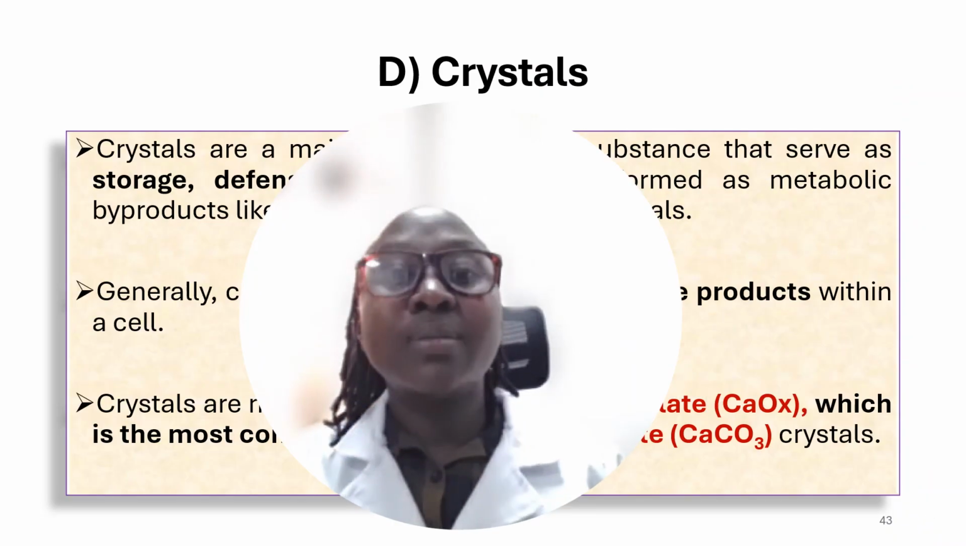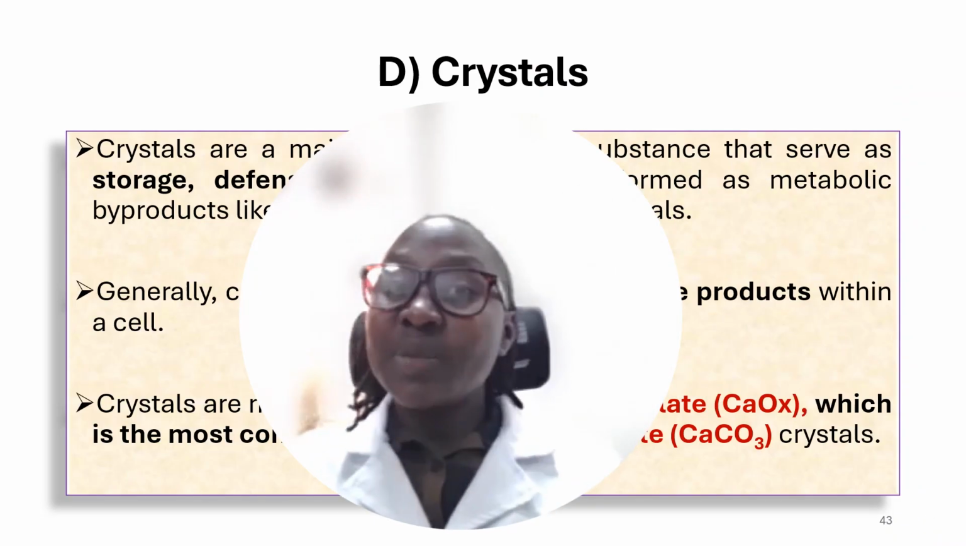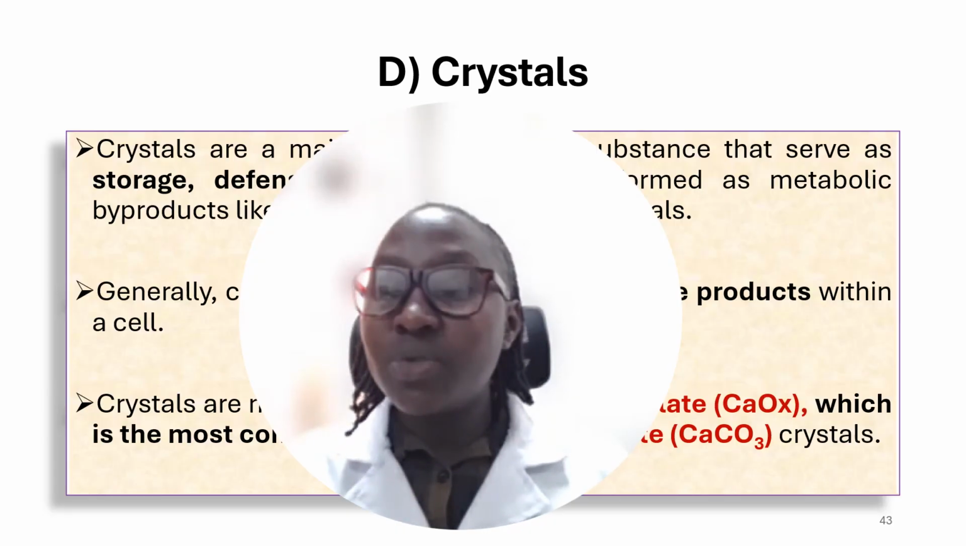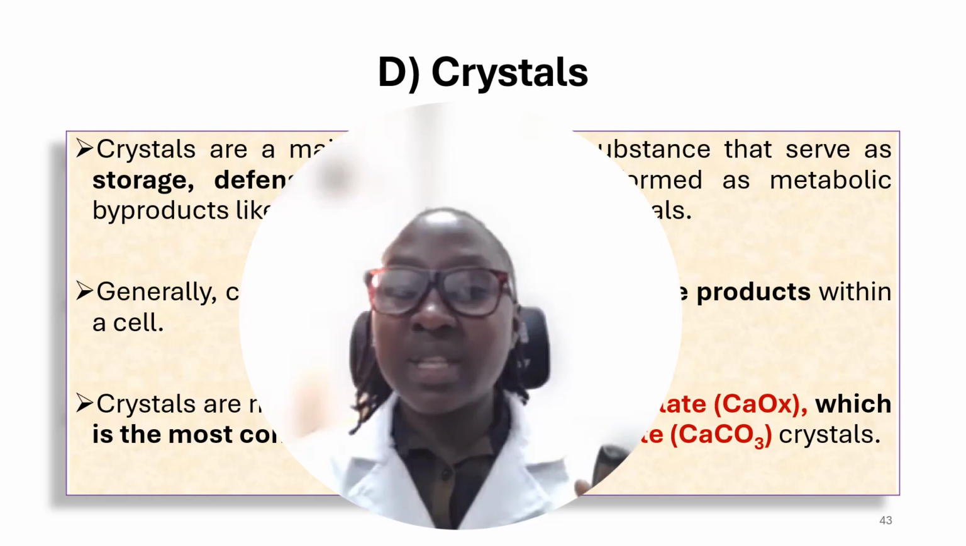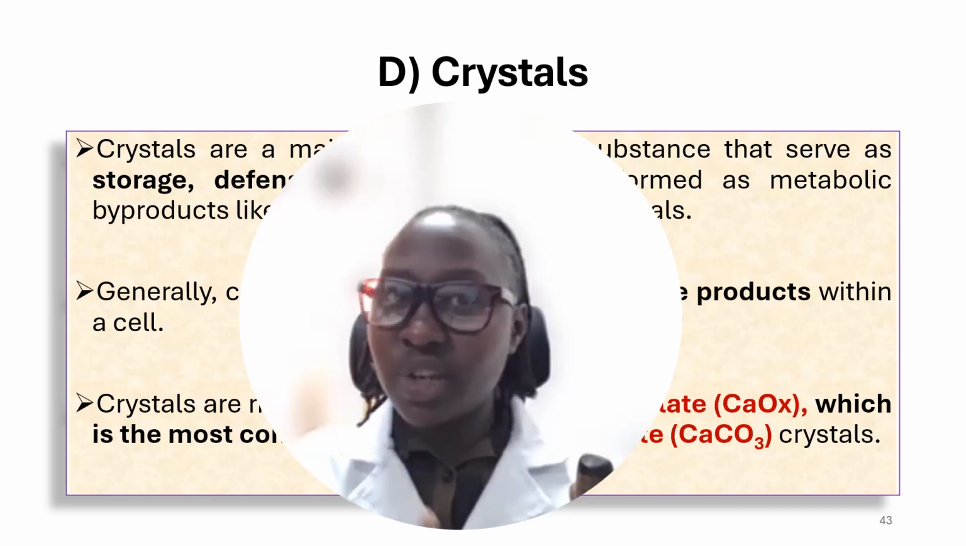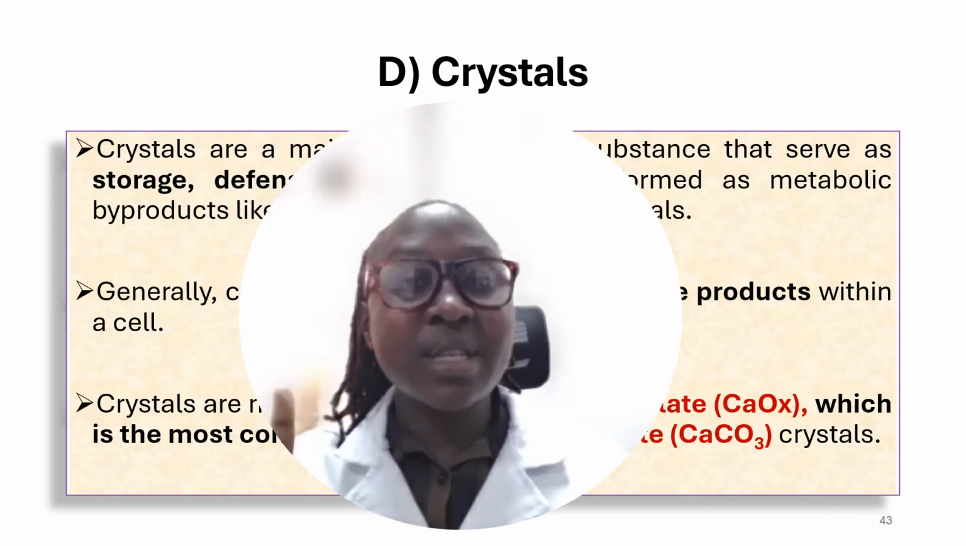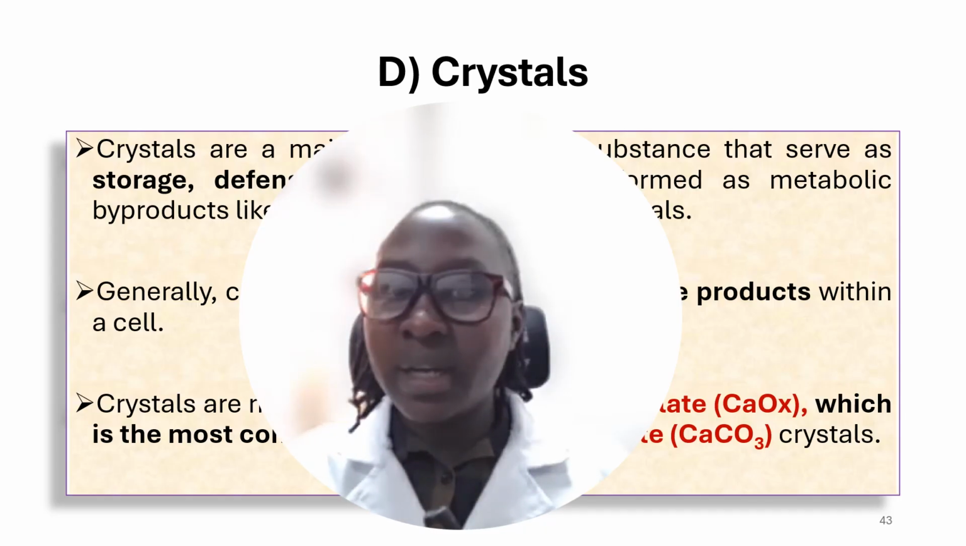So in the next part, that will be part 3, we will do crystals, where we shall see calcium oxalate crystals and calcium carbonate crystals. So don't miss part 3 of plant ergastic substances.